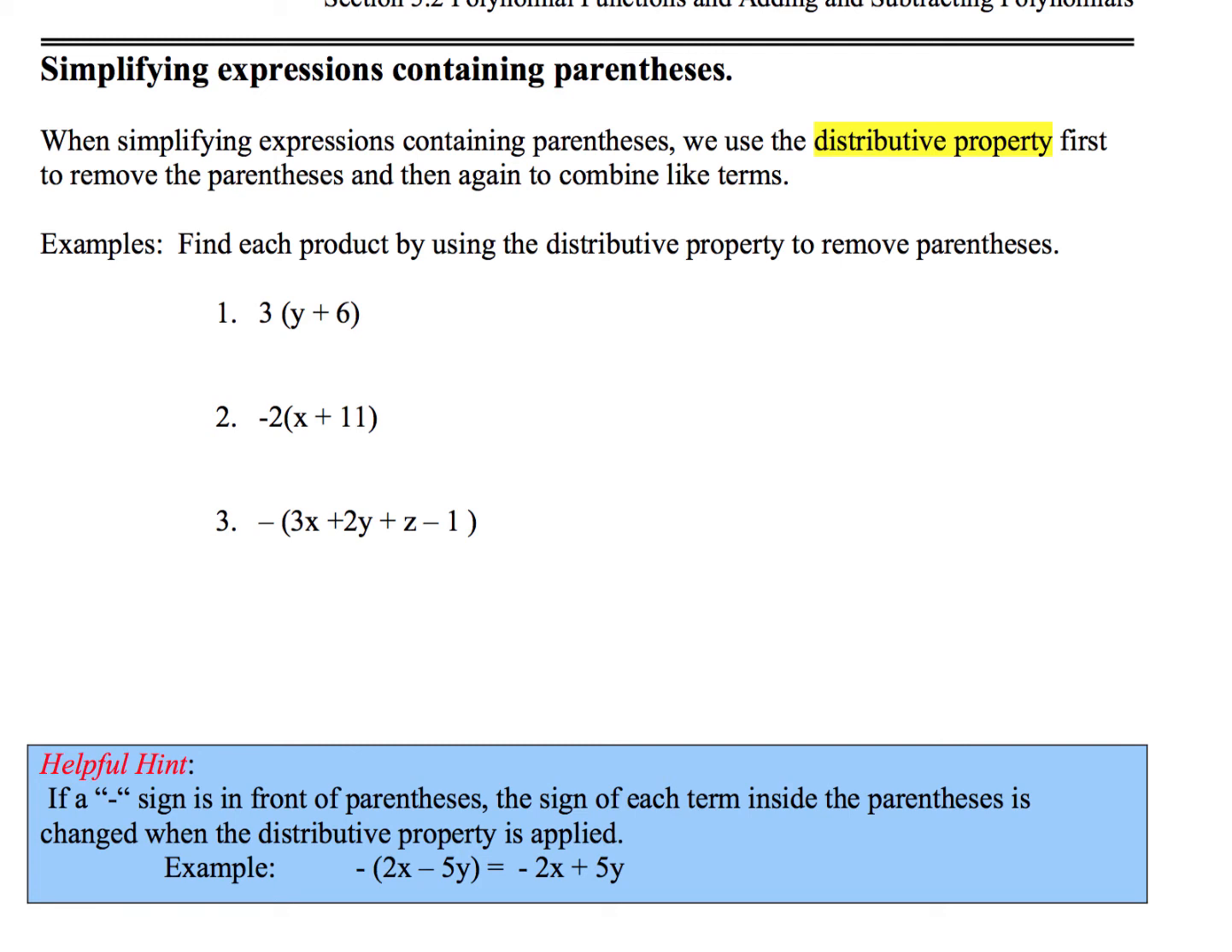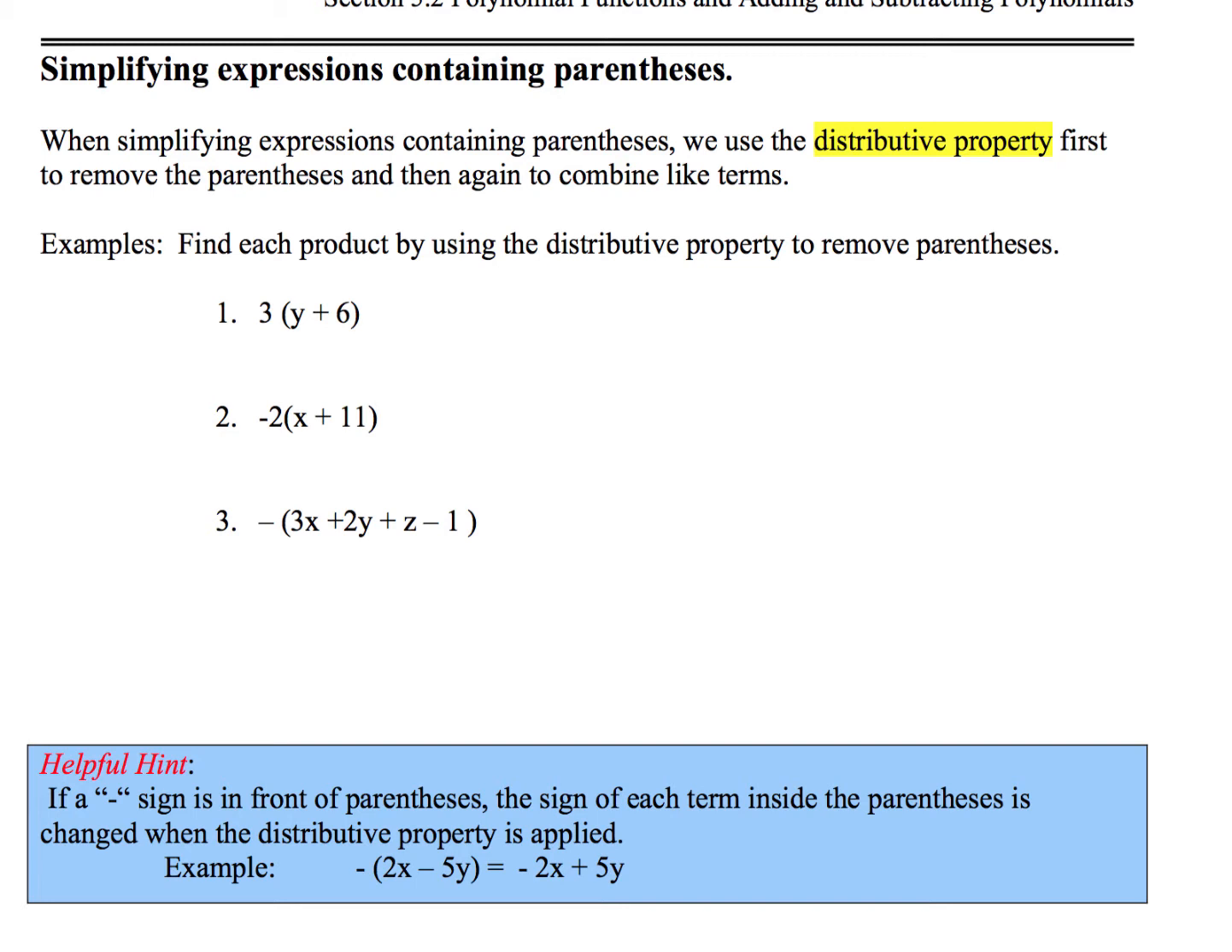When we simplify rational expressions that contain parentheses, it forces us to use the distributive property. And when we use the distributive property on these expressions, it basically removes the parentheses. I like to refer to it as removing parentheses, and that's always our first step. Once that step is completed, we can then combine like terms if there are any, but sometimes there aren't.